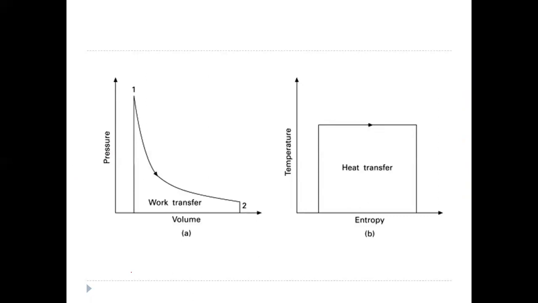So here, if you draw a PV diagram and draw any process, 1 to 2 is some process, let us take a polytropic process, PV^n equals constant. If you draw any curve in a PV diagram, the area under this curve gives the amount of work transfer. Whereas if you draw the TS diagram, where S is entropy.